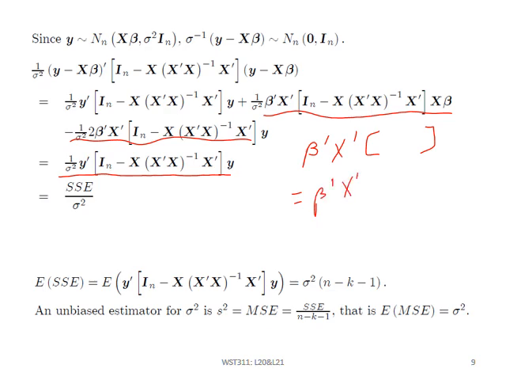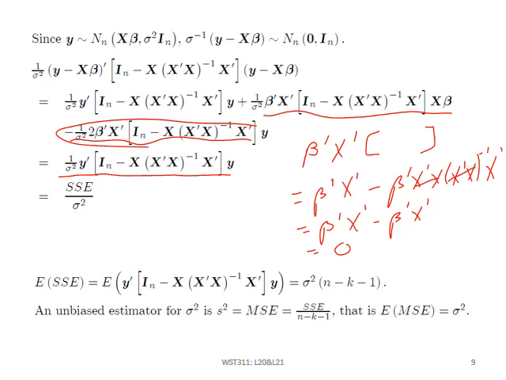transpose X transpose times the identity matrix minus beta transpose X transpose times X (X transpose X) inverse times X transpose. That equals beta transpose X transpose minus beta transpose X transpose, because this cancels out with the inverse over there, which is equal to 0.